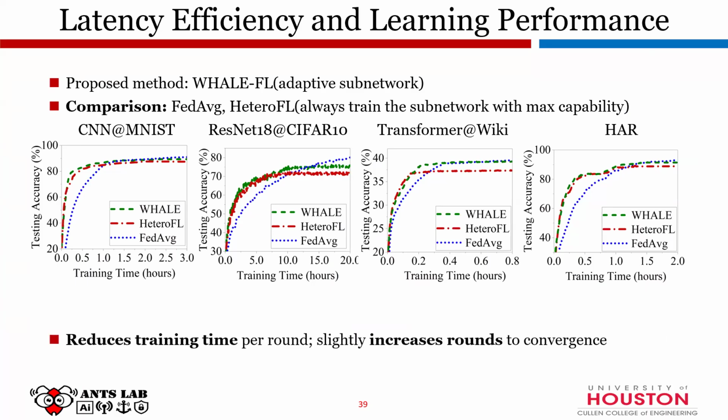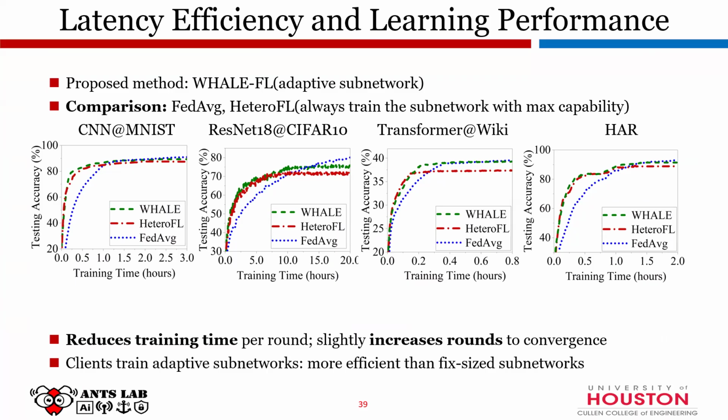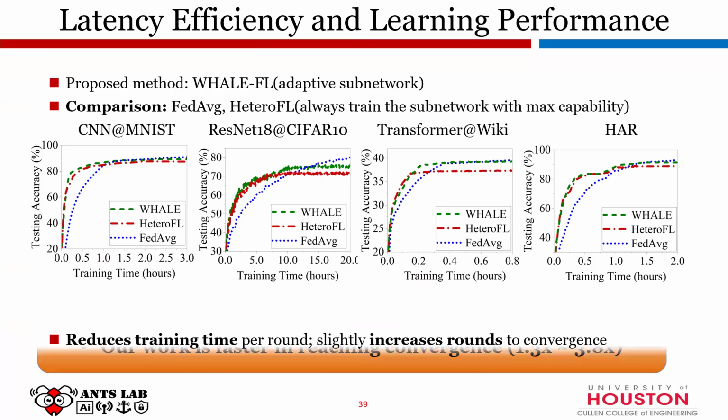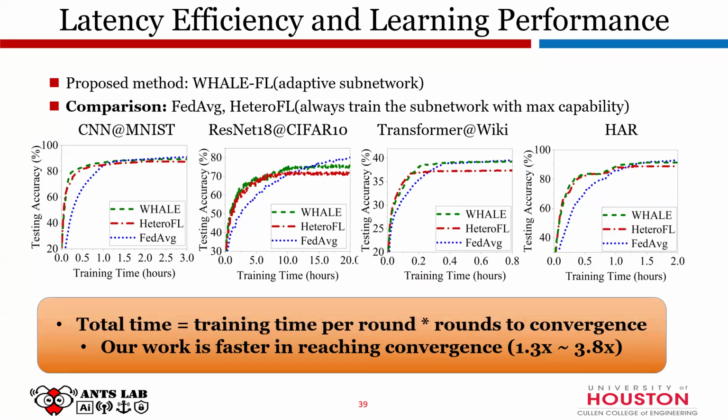We reduce the training time per round, as I mentioned before, and we slightly increase the training rounds to convergence. The clients will train adaptive subnetworks, which is more efficient than fixed size subnetworks. As you can see, the green curve is our proposed work compared to the red curve, which is HeteroFL. Our work is faster in reaching convergence. As for federated averaging, because it usually trains with the full network, it is reasonable that its final accuracy is still higher than ours, but at the same time, we still converge much faster than it.